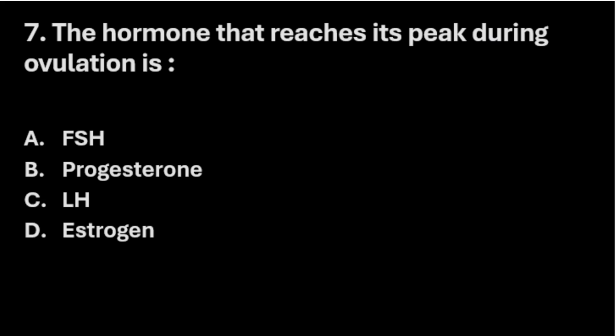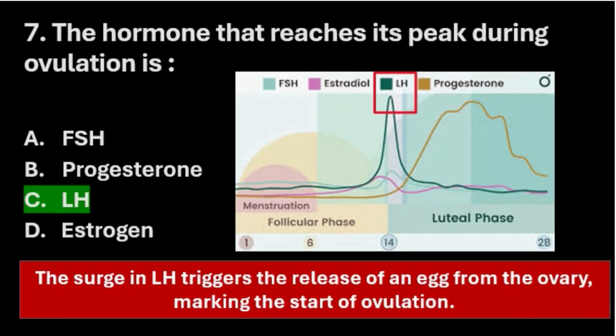Next question. The hormone that reaches its peak during ovulation is option A FSH, option B progesterone, option C LH, and option D estrogen. The right answer is option C LH.